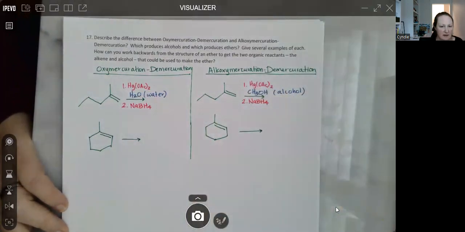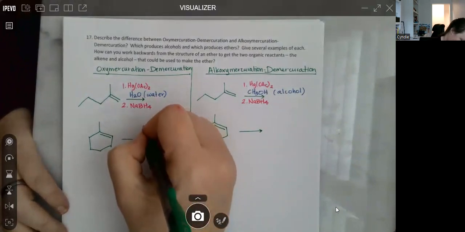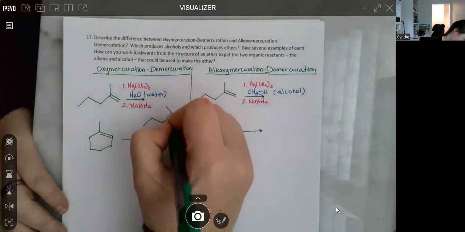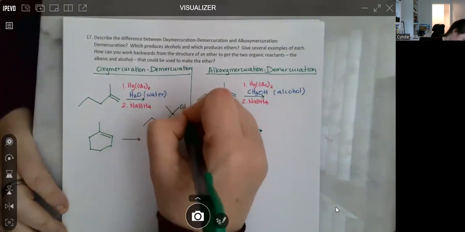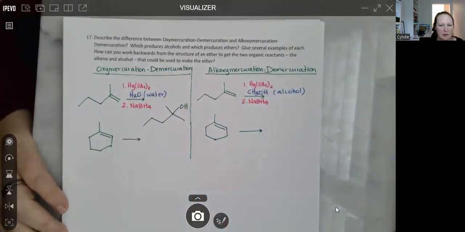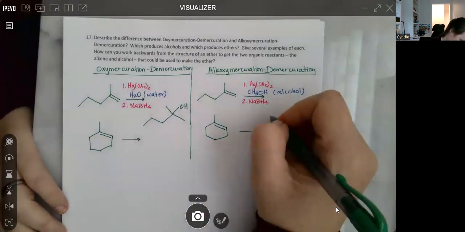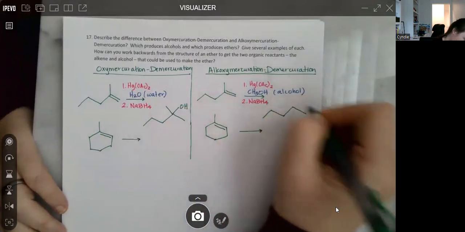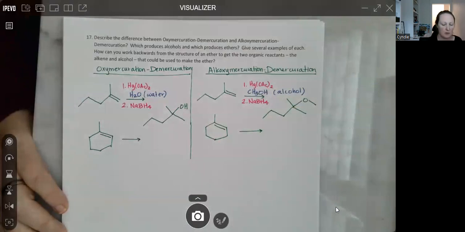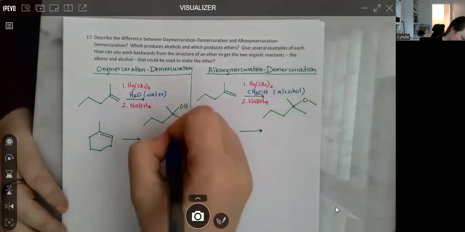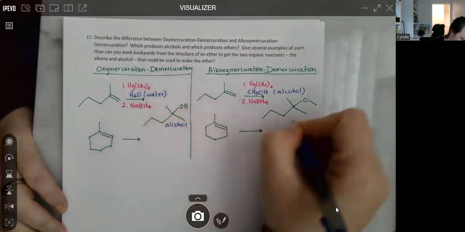And let's draw in the product. I haven't left myself too much space here, but I'll try to squeeze it in. So we want to put the alcohol on the more substituted carbon, because this is forming the Markovnikov hydration product. And over here would be very similar, except we're forming an ether. So methanol, so I'll put OCH3 on. Maybe I'll make a note that this formed an alcohol and this formed an ether.